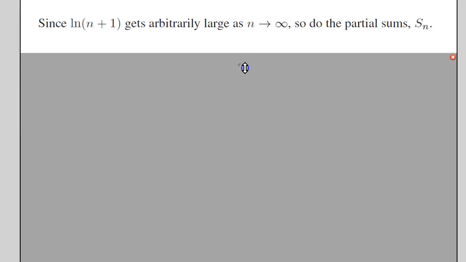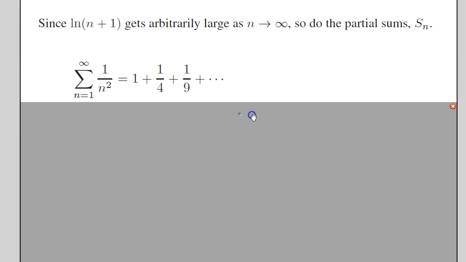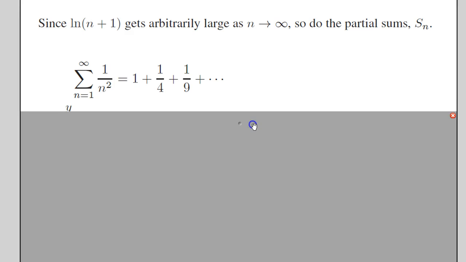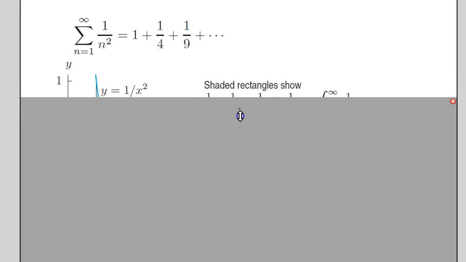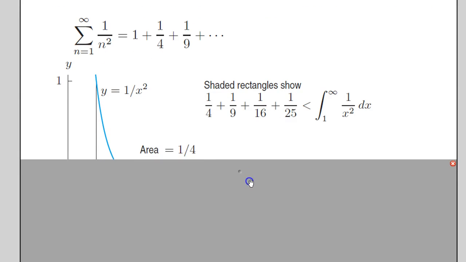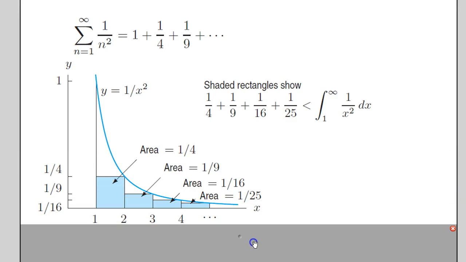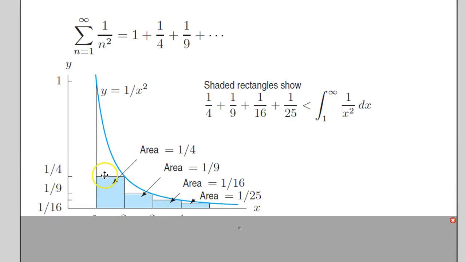Will that be the same for a similar sequence, 1 over n squared? Well, we do the same process here. We take a look at the area under the curve 1 over x squared. And we look at the left-hand sums, but we actually can't look at the left hand. We're going to look at the right hand because of where the function is.